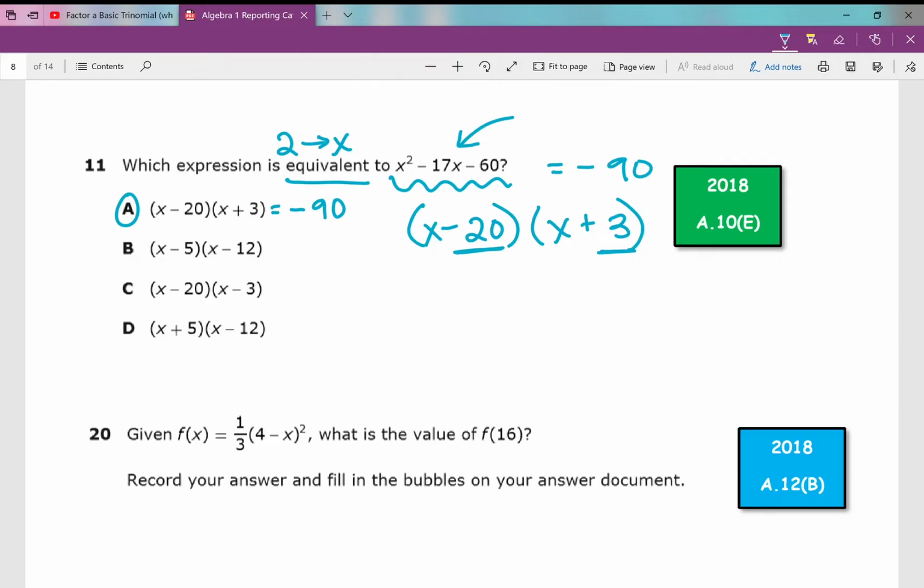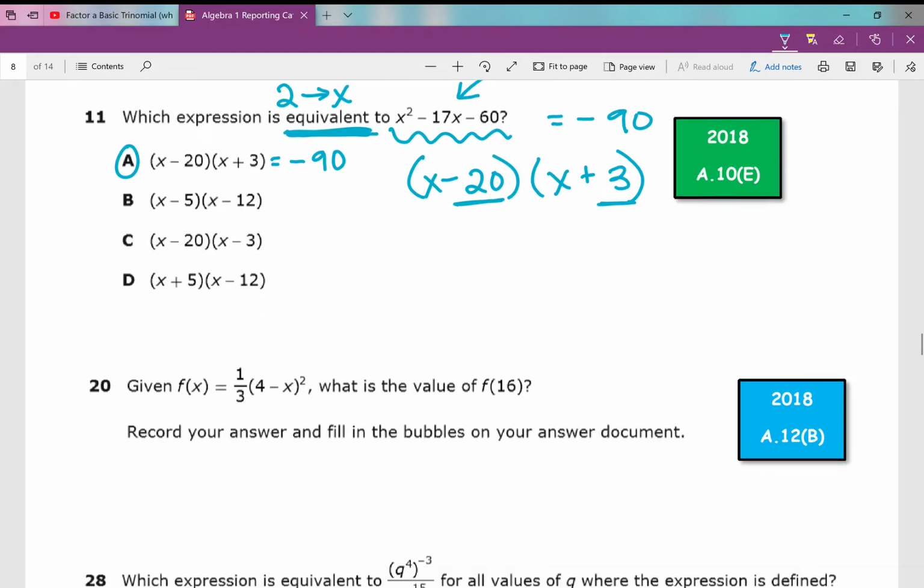You could also, if you want, go through your answer choices and FOIL, right? If I FOIL x minus 20 times x plus 3, I'll get x squared minus 17x minus 60. So you can do any one of those things. Students that really feel comfortable with factoring just prefer to factor. Students that really prefer FOILing will do that. And then students who really like this trick right here, where you're storing in 2 for the value of x, they're going to stick with that.